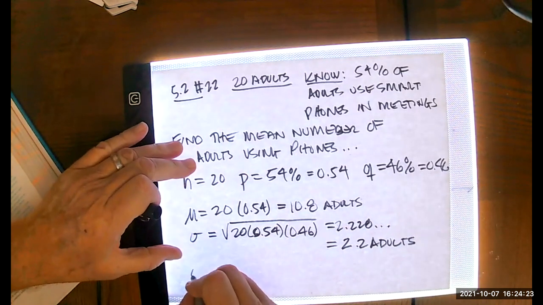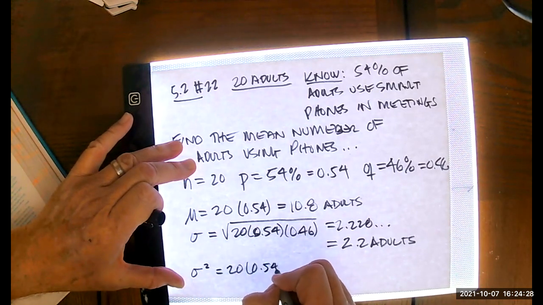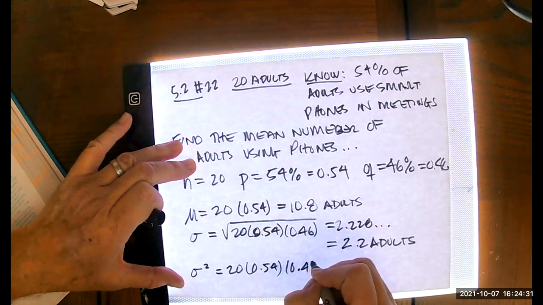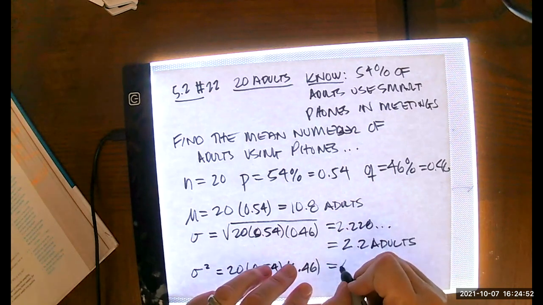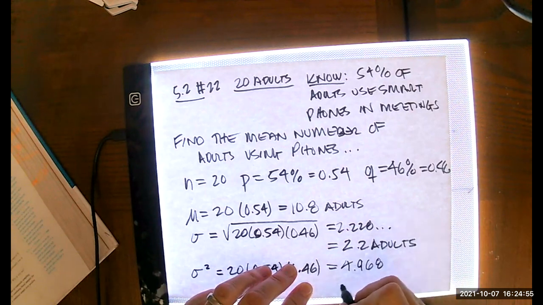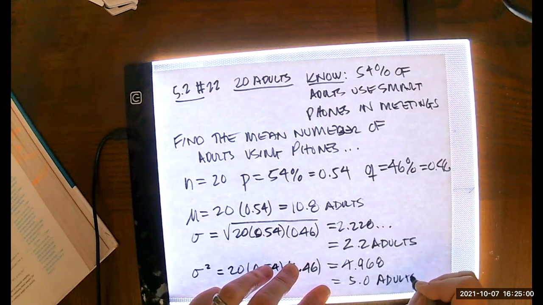And then the variance, literally 20 times 0.54 times 0.46. Ooh, that was wrong. You got to type in the numbers right. 4.968. 5.0 square adults.